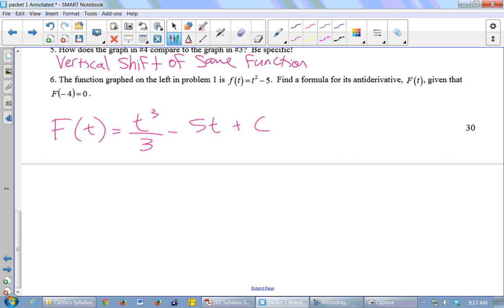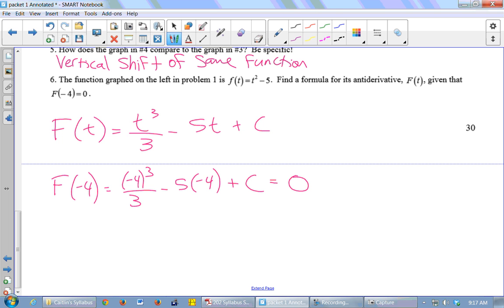So I did the power rule, increase the exponent by 1, and then divide by that exponent, minus 5t plus c. And then if I want to find the particular antiderivative where f of negative 4 equals 0, I plug in a negative 4. And I have to solve for c. Plug in negative 4, you get 0, and you solve for c.